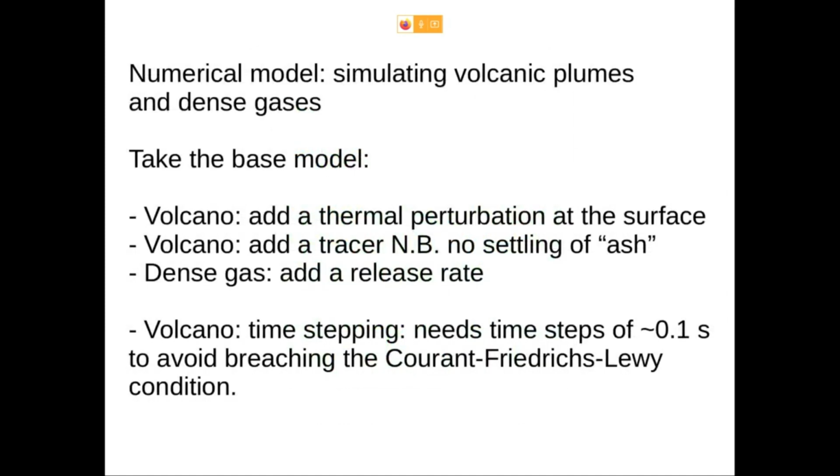So in order to take this standard numerical weather prediction model and simulate the volcanic plume or a dense gas, which I'll be talking about as well, what you need to do is add a thermal perturbation at the surface, representing a hot surface, something analogous to a volcanic source, and then add a tracer co-located with that. That's a very brief way to simulate a volcano.